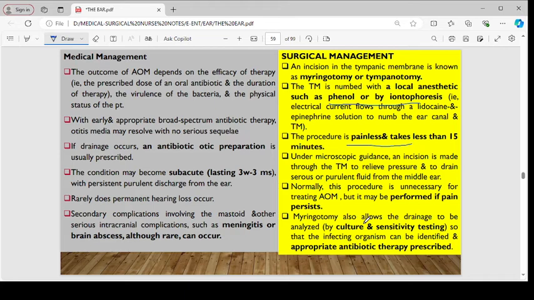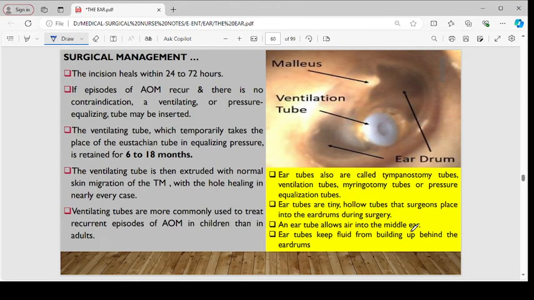Myringotomy also allows the drainage to be analyzed, that is by culture and sensitivity, so that the infecting organism can be identified and appropriate antibiotic therapy prescribed for this particular patient. The incision normally heals within 24 to 72 hours.